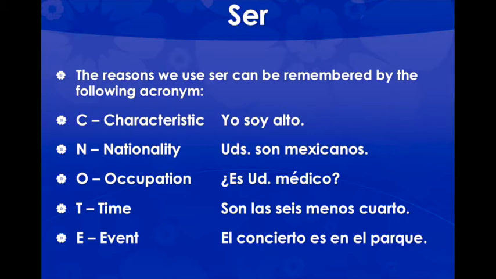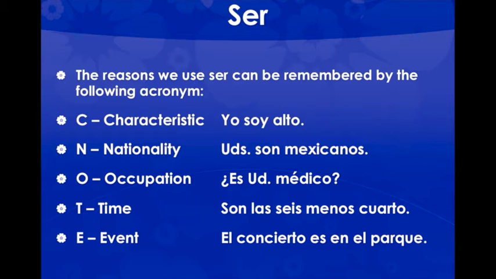So to start out, if you wanted to describe something and it's a characteristic of something, we'd use ser. So yo soy alto, I am tall. That's a characteristic of me. Possession, like this is mine, would use ser. Relationships, he is my friend, would be ser as well.